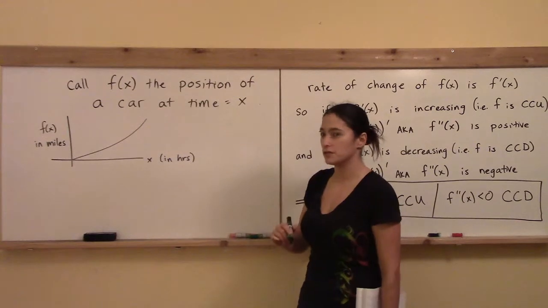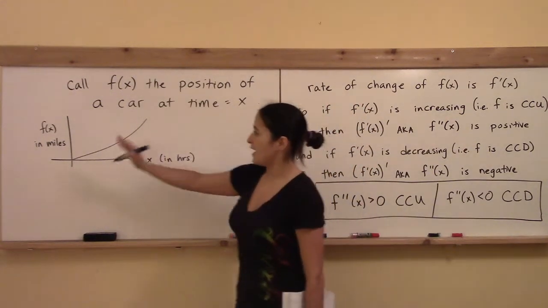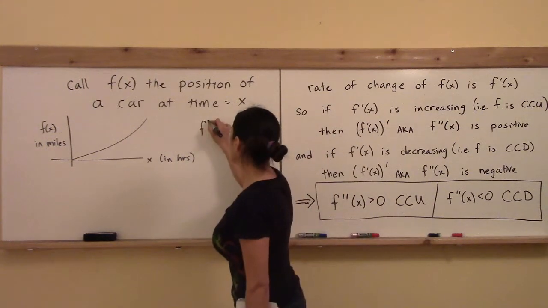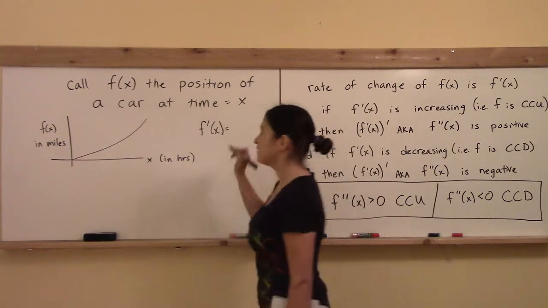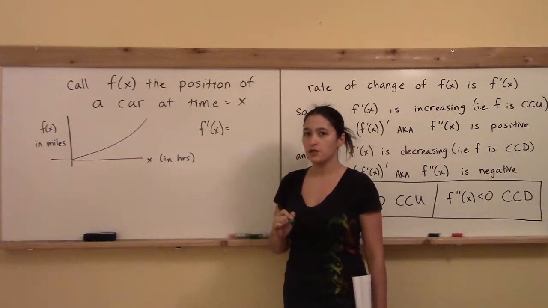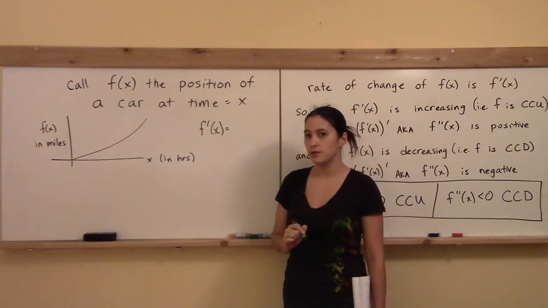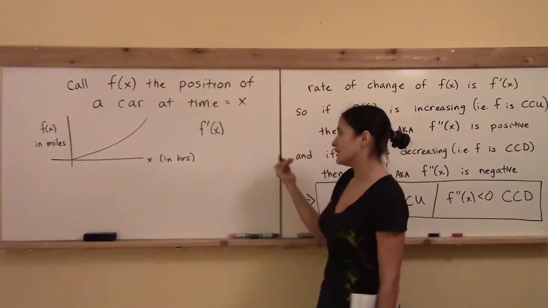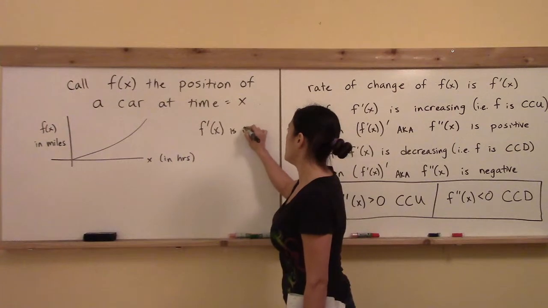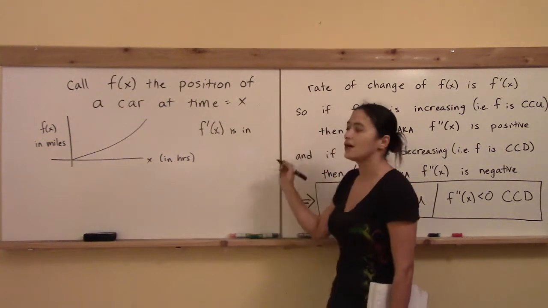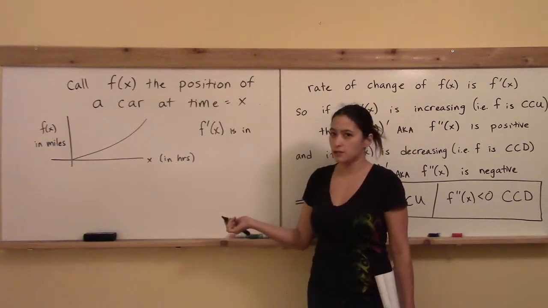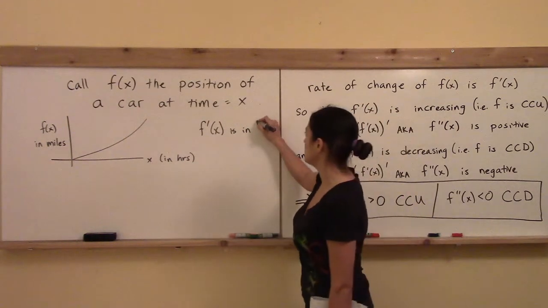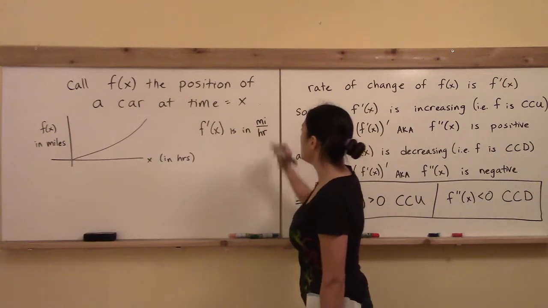Okay, so first let's do a little more review. If my f of x is in miles and my x is in hours, what are the units on f prime? Remember I told you each and every time the units on the derivative are equal to the y units divided by the x units. So f prime of x is in the units of what? The y units over the x units, so miles per hour. So the derivative f prime of x is in miles per hour.